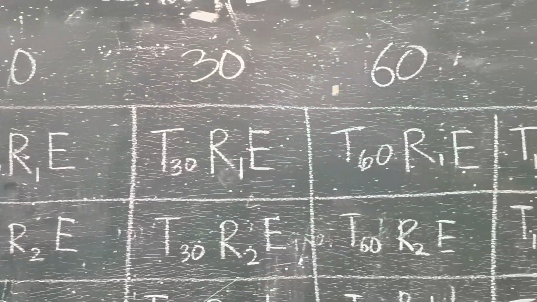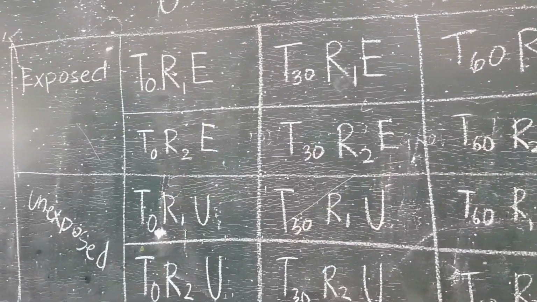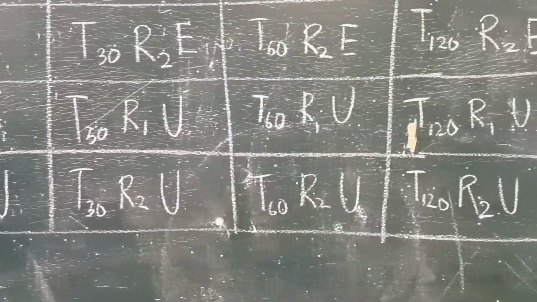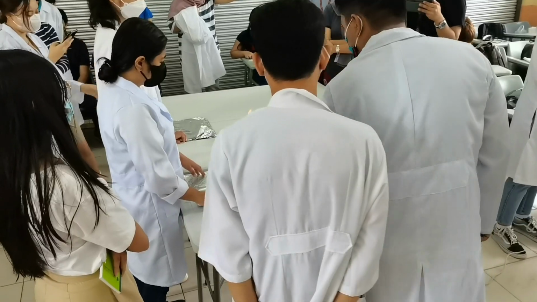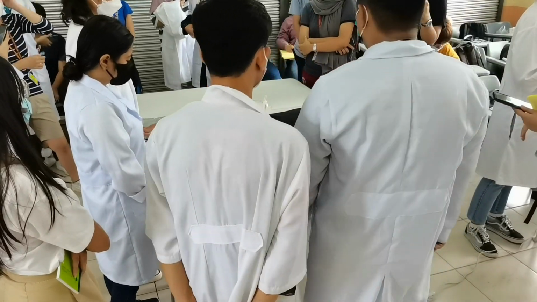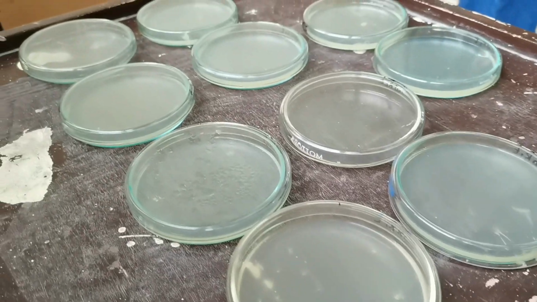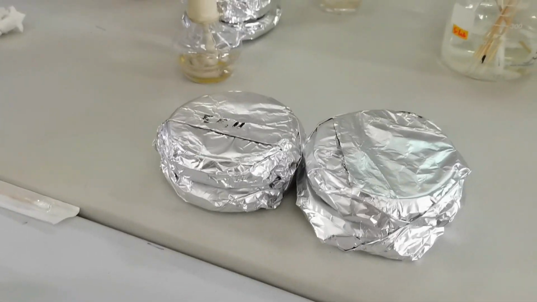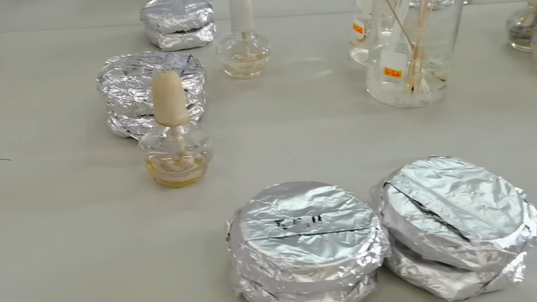This is their matrix of treatments. There are 5 time exposures from 0 to 300 seconds, and there is a batch that is exposed to visible light after, and a batch that is not exposed to visible light after. So this is the final exposure time of 5 minutes. This is the set of plates exposed to visible light, and these are the ones that are not exposed to visible light after UV exposure.